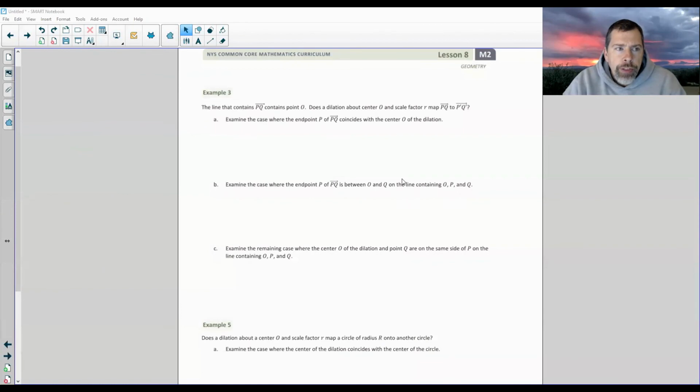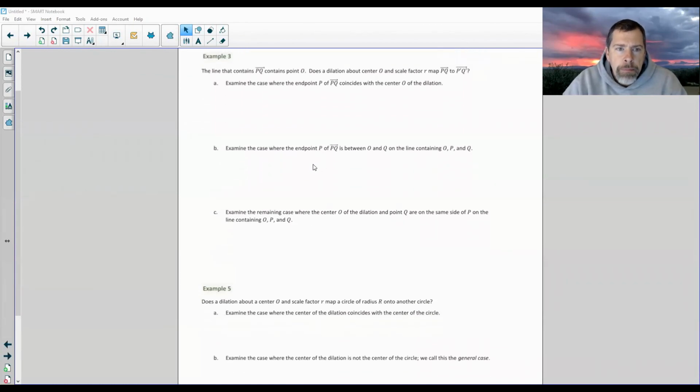Okay, page 3, example 3. A line that contains ray PQ contains point O. Does a dilation about the center O and a scale factor r map PQ to P prime Q prime? Examine the case where the endpoint P of PQ coincides with the center O of the dilation.